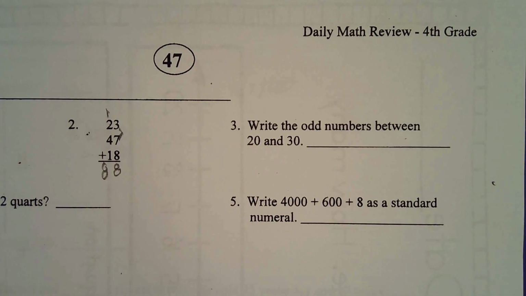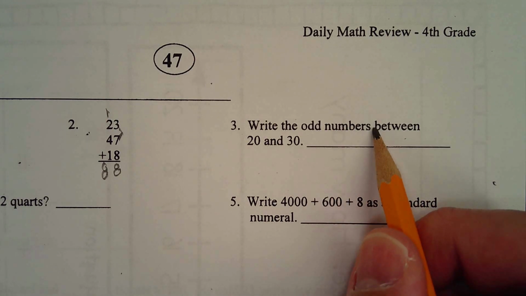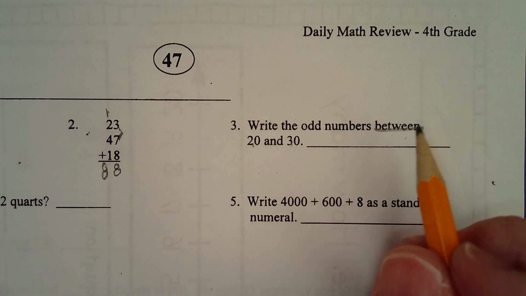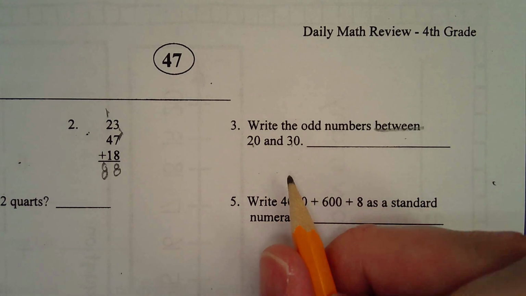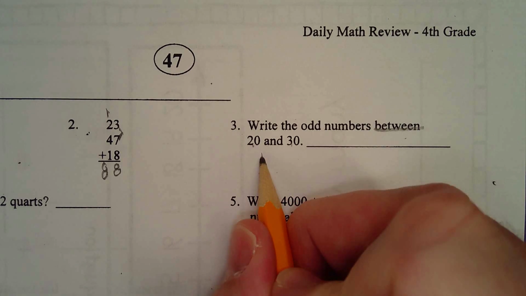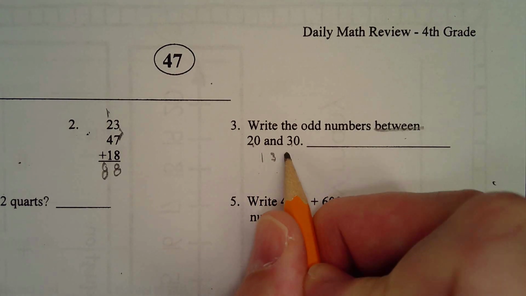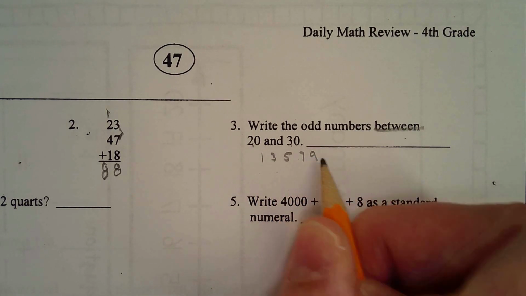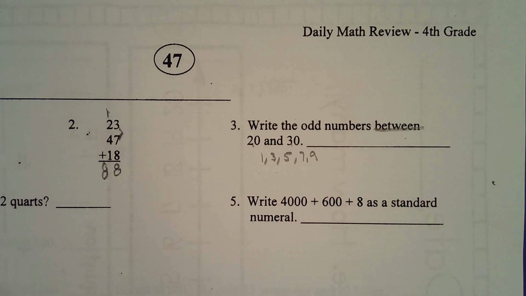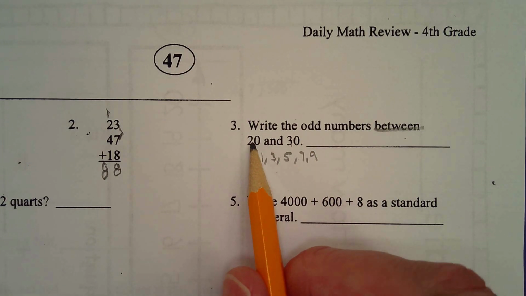Write all the odd numbers between, so not including, 20 and 30. So if the even numbers end in 0, 2, 4, 6, 8, then the odd numbers end in 1, 3, 5, 7, and 9. Remember, it's the last digit of a number that makes the number even or odd. Doesn't matter the rest of the numbers in there. So 20 is not on the list.